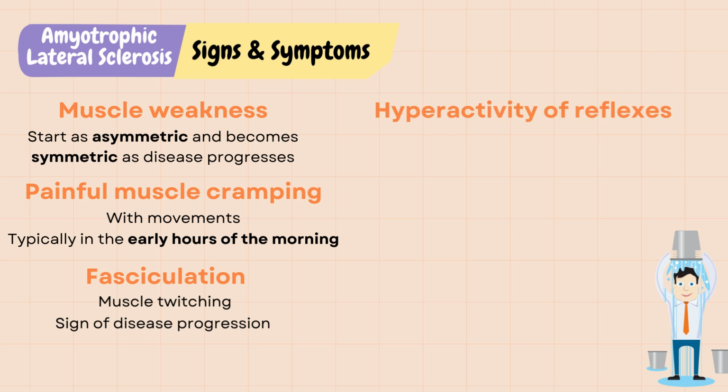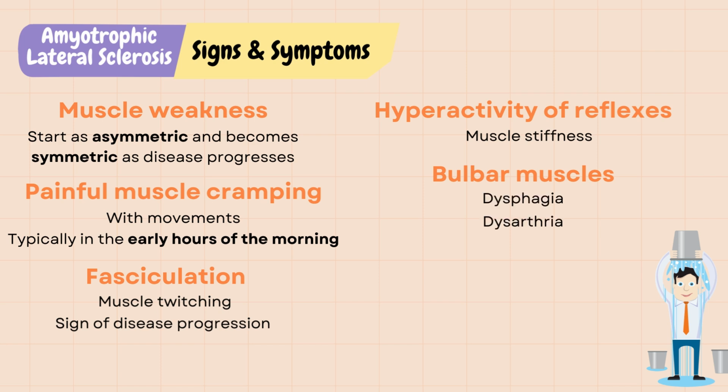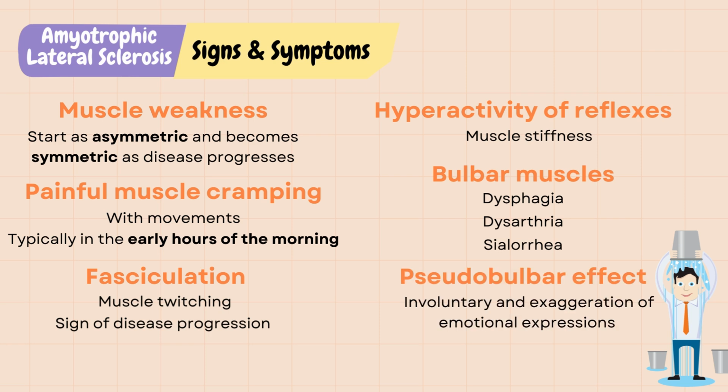Hyperactivity of reflexes that are associated with muscle stretch, for example the knee-jerk reflex, and this will cause muscle stiffness. ALS can also affect the bulbar muscles, which are the muscles in the head and neck that control chewing, swallowing, and speaking. This can lead to dysphagia, or difficulty swallowing, dysarthria, or difficulty speaking, and sialorrhea, or excessive drooling. There may also be involuntary and exaggerated emotional expressions, such as crying or laughing.